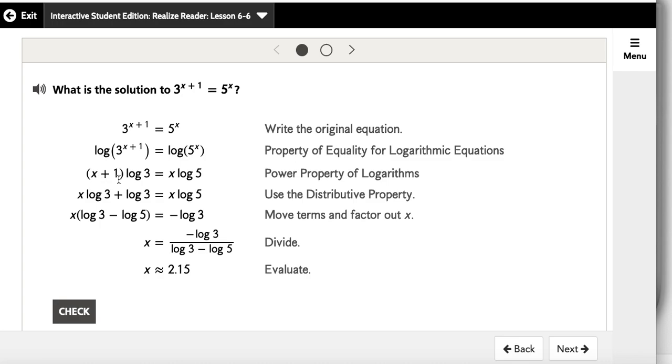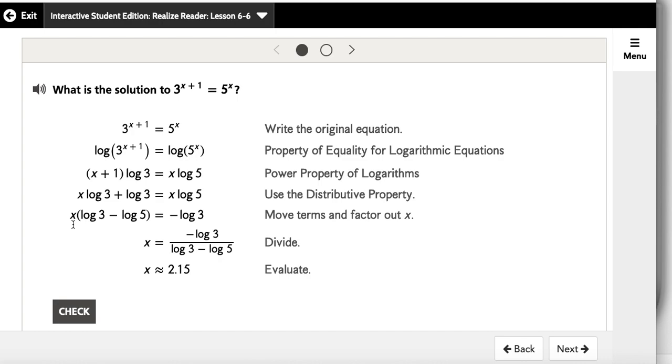Now you need to distribute. So it's not easy. I mean, it takes a little while. Distribute the log of 3 to the x and the log of 3 to the 1, and you get x log of 3 plus log of 3 equals x log of 5. We need to get the x's together. So they didn't show their work, but they subtracted the x log of 5 from both sides to get it over here, and they subtracted the log of 3 from both sides to get it over here, because now both x's are on this side and they can factor out an x.